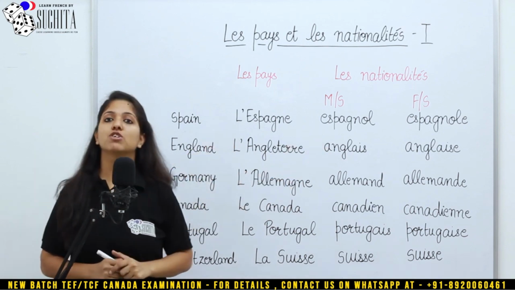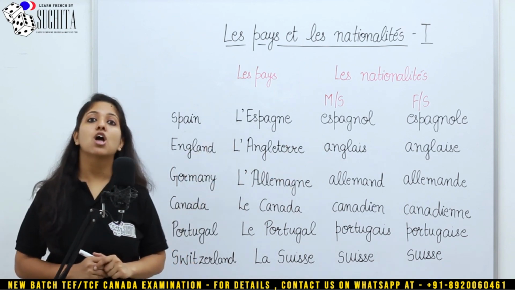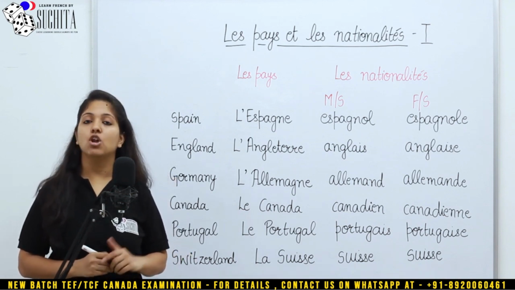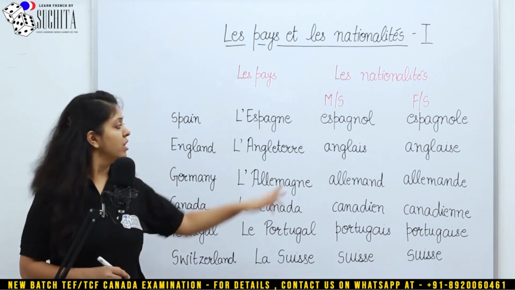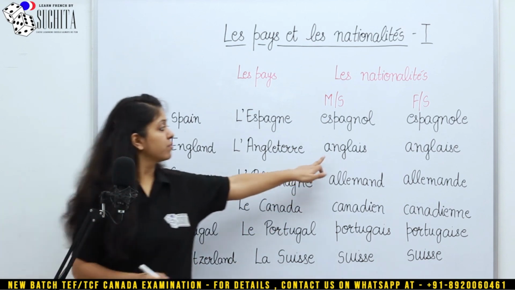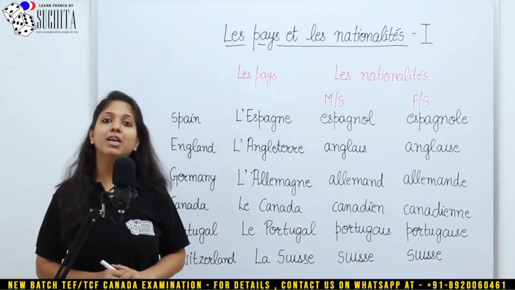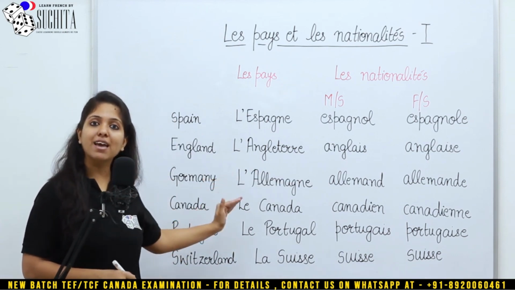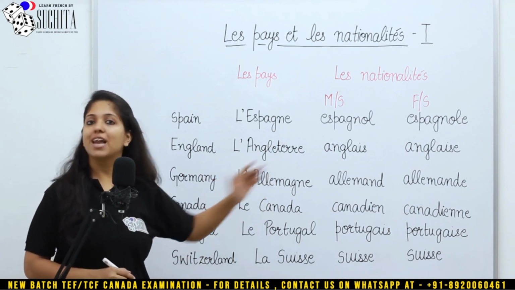Moving on to the next one, which is England. England is l'Angleterre. Okay. The nationality is Anglais. In order to make it feminine, I applied E. Anglaise. So Angleterre, Anglais, Anglaise.